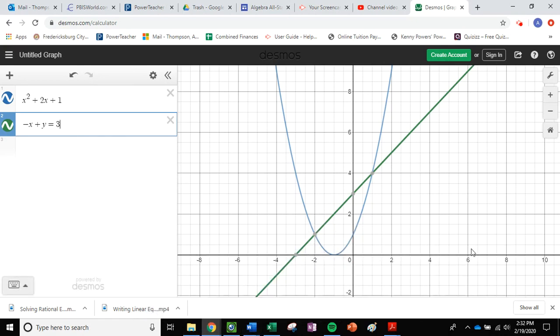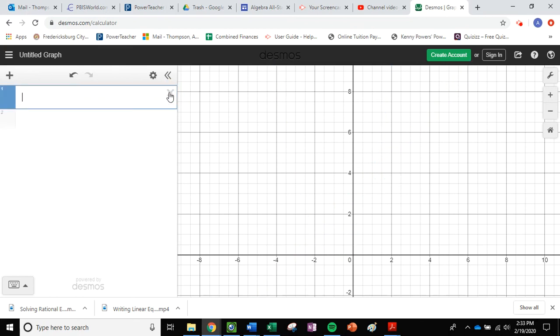So you can see, here's one point of intersection. My parabola is the blue line. That's my quadratic equation. My green line is the linear equation. It's that straight line, and it has 2 points of intersection. So the first one here is (-2, 1). Remember, we can just hover over the point on Desmos, and it'll tell us. And my second one is (1, 4). Pretty straightforward.